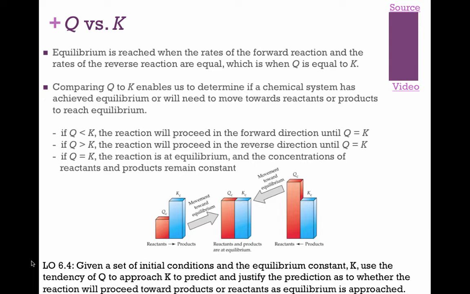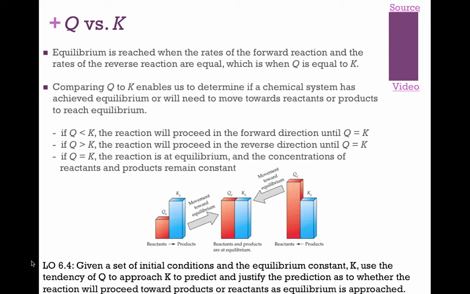Okay, then Q versus K. Q at any point. So if it says you do another experiment and you add 1 mole of this and 1 mole of this and 5 moles of this, which way is the reaction going to shift? You don't know if it's at equilibrium, so you need to calculate Q, and then you compare it to K, because it lets us know if we need more reactants or more products.